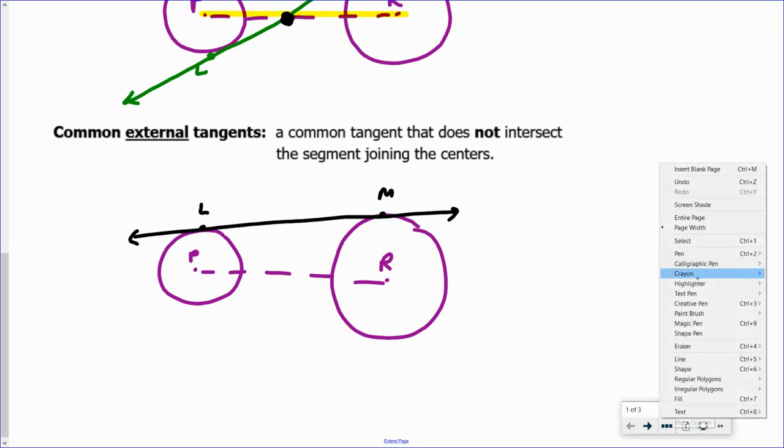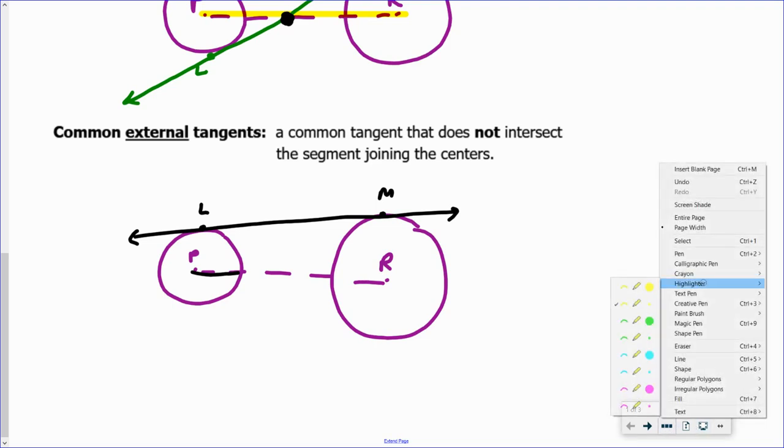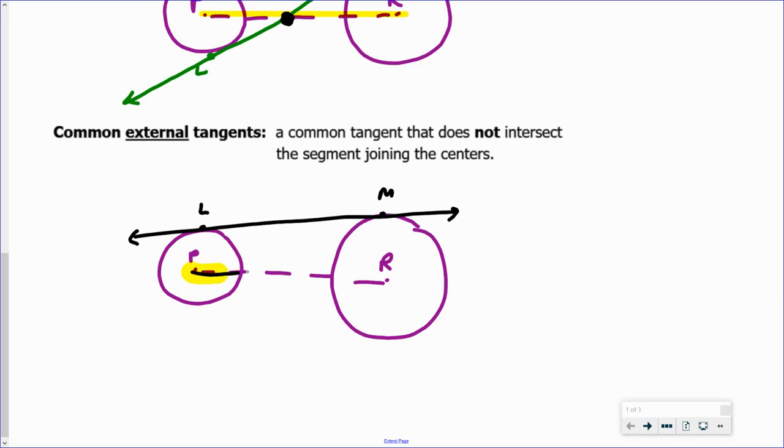And now again, if you notice, let me grab the highlighter again real quick. Here's the line segment that connects the centers of those two circles, and line LM does not intersect that segment. So line M would be considered a common external tangent for circles P and R.